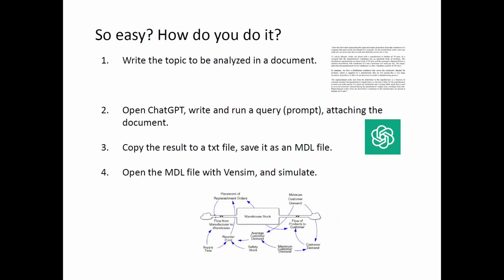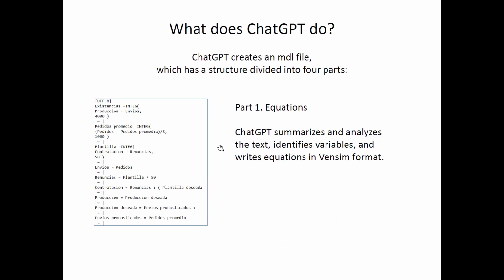What does ChatGPT do? ChatGPT takes into account that MDL files are structured in 4 parts. The first part contains the model equations. Therefore, ChatGPT summarizes and analyzes the text, identifies the variables, and writes the equations in Vensim format. This is the first part of an MDL file and is the first thing ChatGPT does.